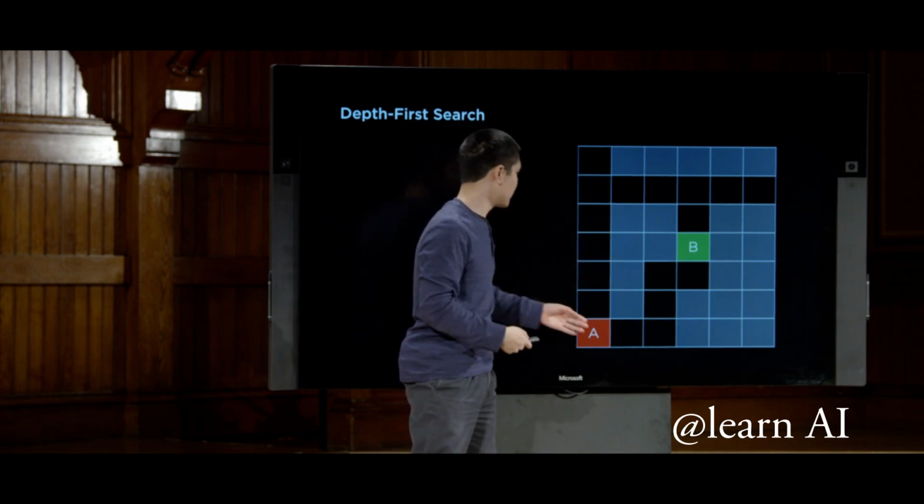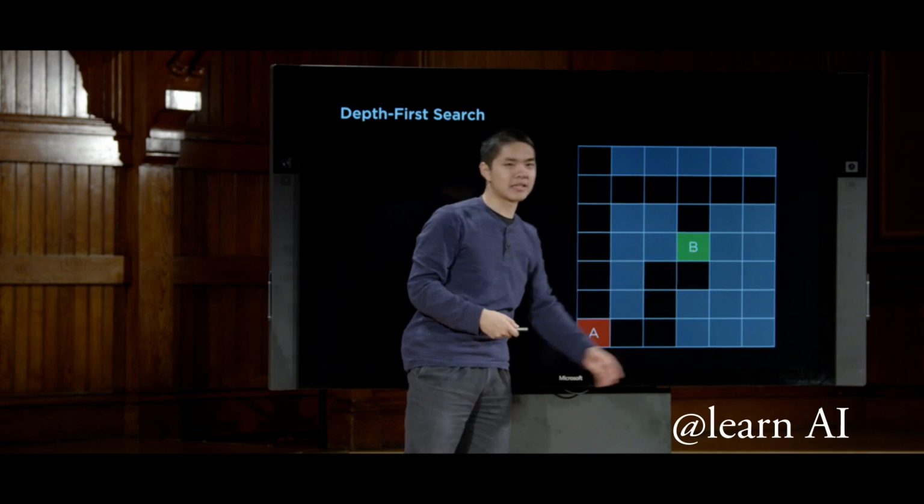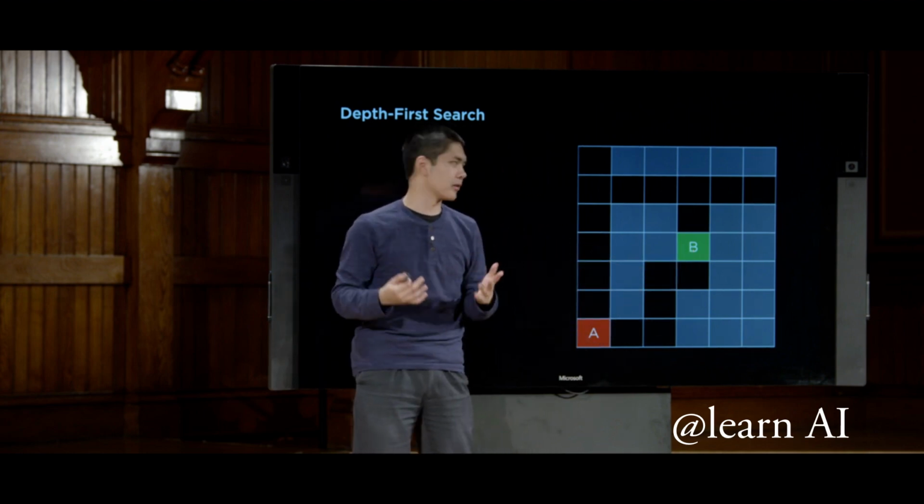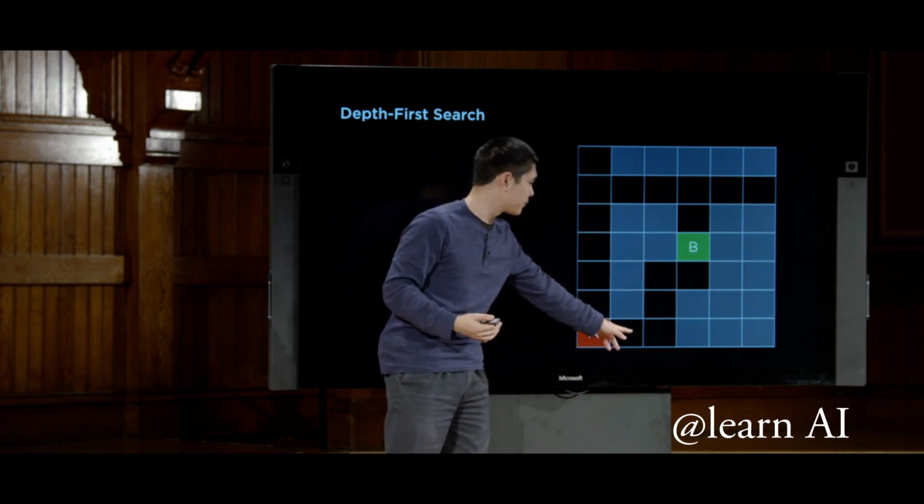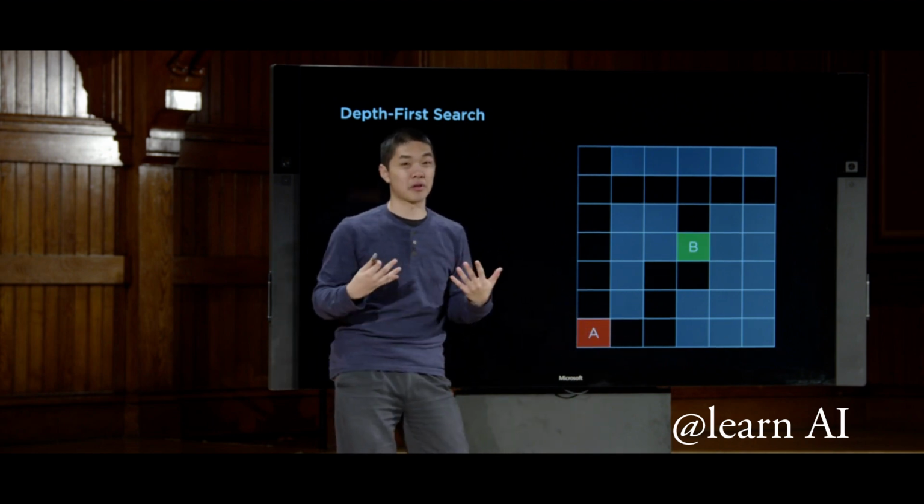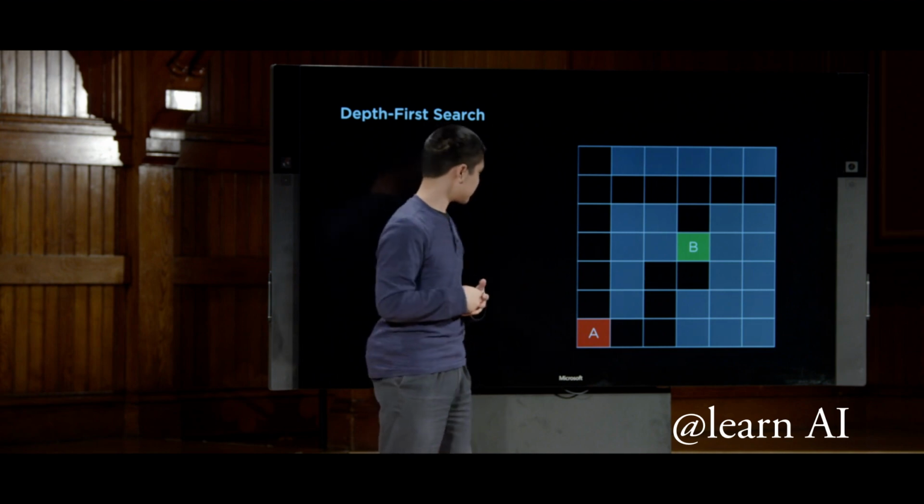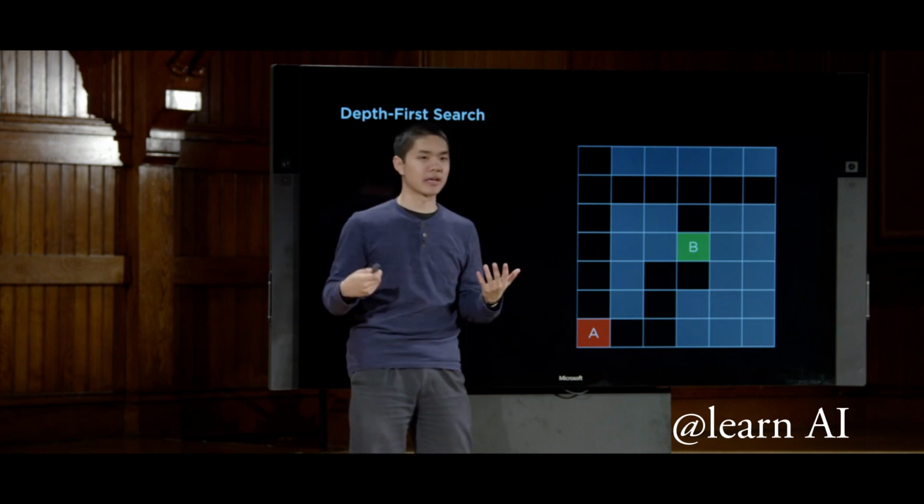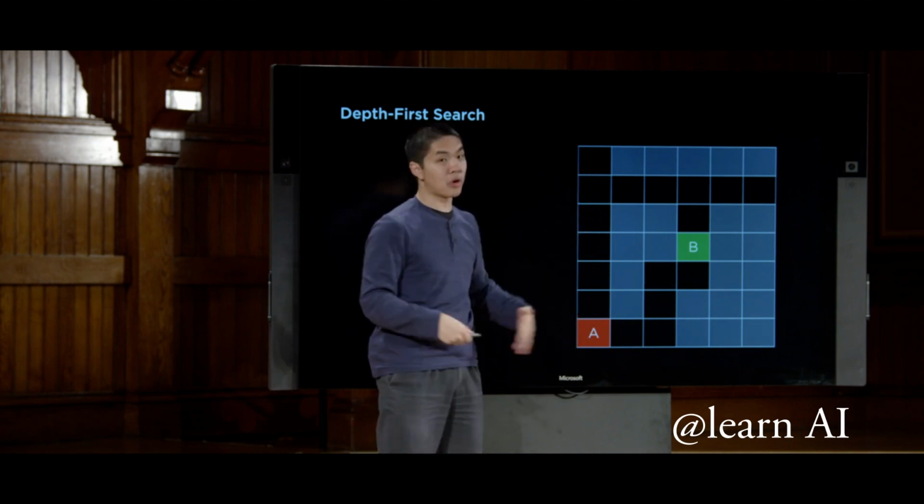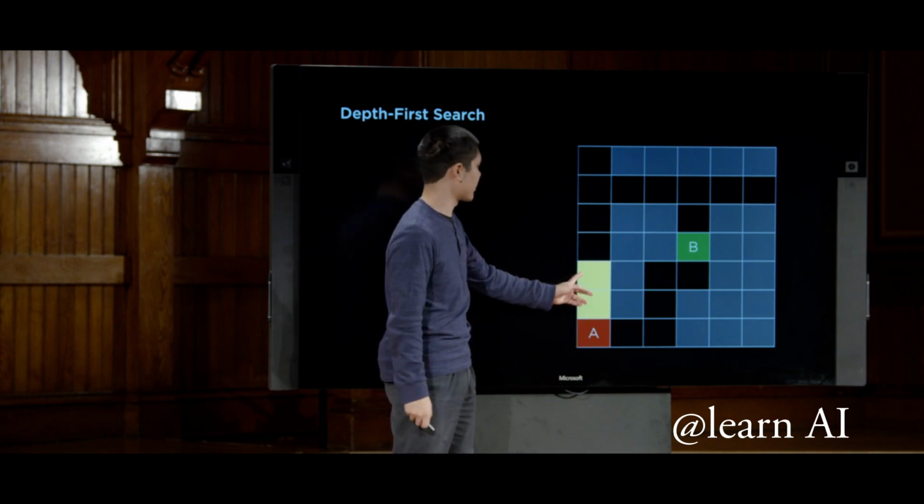Now, if we're lucky, depth first search will choose this way and get to B. But there's no reason necessarily why depth first search would choose between going up or going to the right. It's sort of an arbitrary decision point, because both are going to be added to the frontier. And ultimately, if we get unlucky, depth first search might choose to explore this path first, because it's just a random choice at this point.